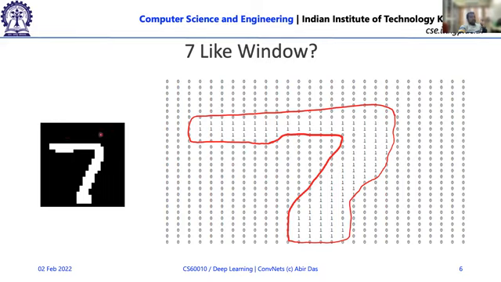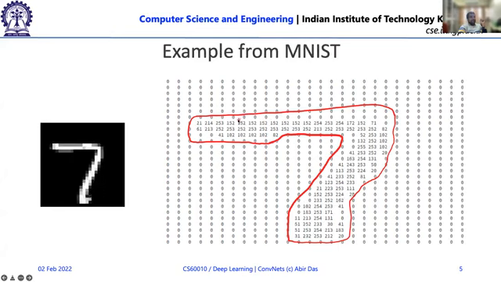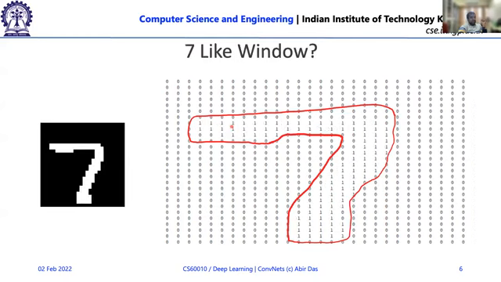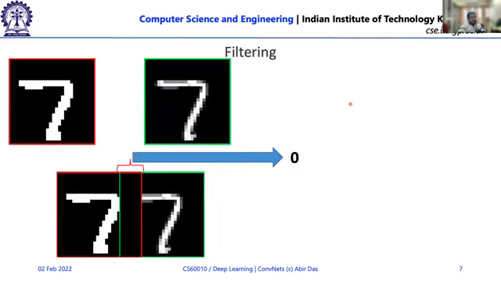I have made this window using the pattern here. Whatever is non-zero, I have marked as a transparent signal. This is a transparent pixel, this and this and so on. I have put 1 there and everything else is 0. So let us see how we can use this window to classify a 7. What we will do is called a filtering operation or convolution operation. That is where the name convolution comes from.